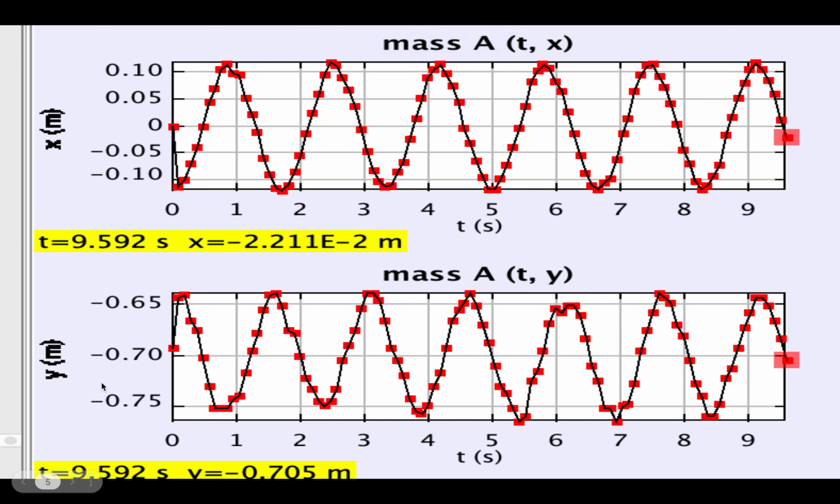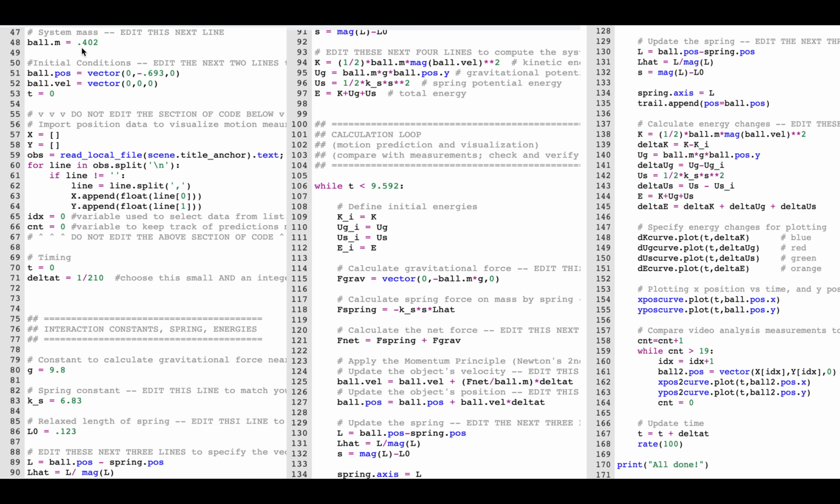So now for our code. The mass of the ball is 0.402, so we went ahead and updated that, along with getting our position from the experimental data and the time as well, just starting at 0. And so down this way, we also have our spring constant, which we calculated, along with our gravity and our relaxed length, which again we calculated. Down here we have L is the position minus the string position. L hat is L divided by the magnitude of L. Up here it's a little bit cut off, but we have s as the magnitude of L minus L naught.